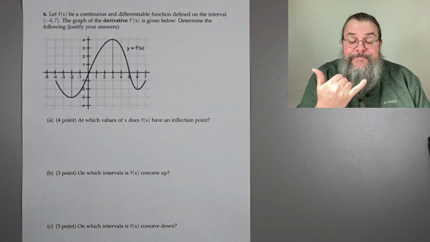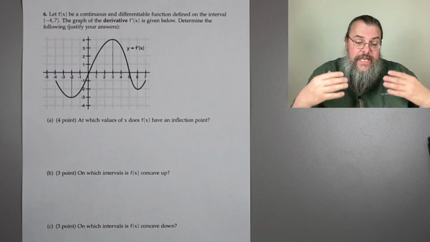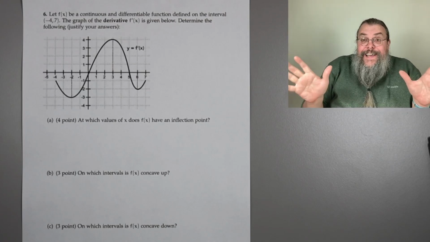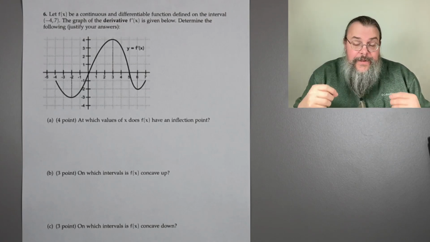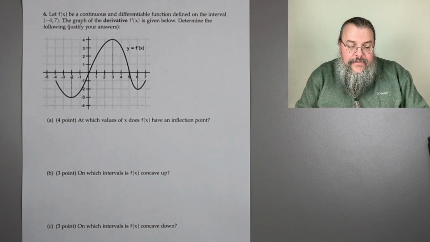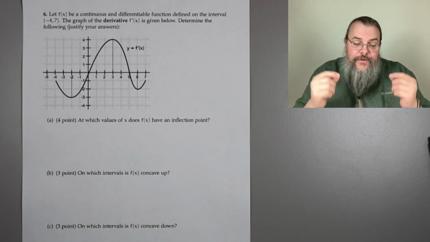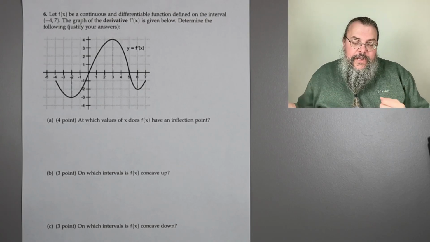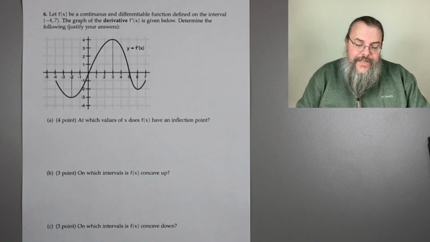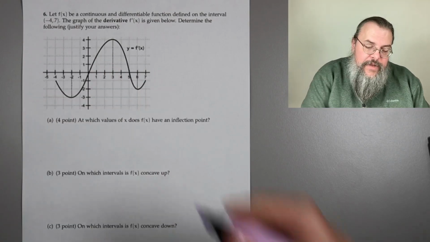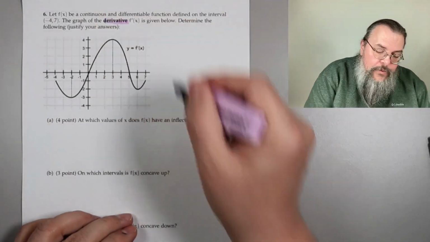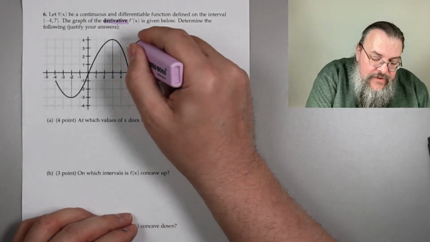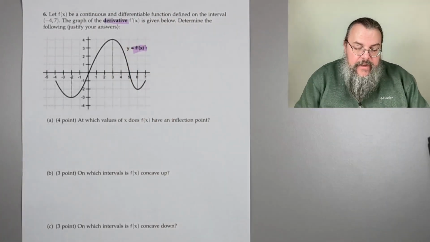Let's keep going. Number 6. Let f of x be a continuous and differentiable function, also known as nice. And it's on the interval from -4 to 7. The graph of the derivative f prime of x is given below. So they really are emphasizing this is not the function. It's the derivative. How do we know? Because it says it here in bold. Whenever they bold something, it's like, yeah, make sure you pay attention. It even says it here, f prime of x.